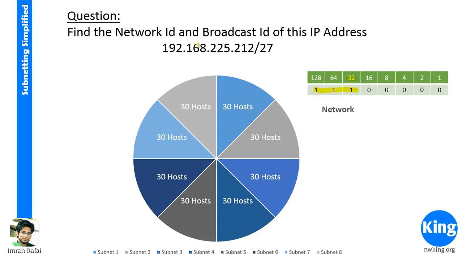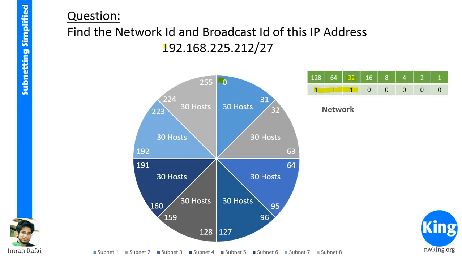We start at 192.168.225.0 as the network ID of the first subnet, and keep adding 32. So 0, 32, 64, 96, 128, 160, 192, 224. That's your network ID. How do you get the broadcast ID? 31, 63, 95, 127, 159, 191, 223.